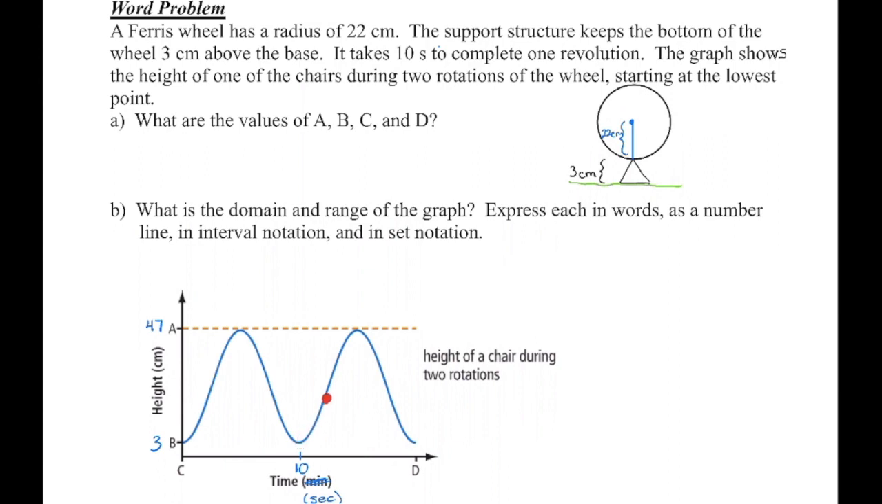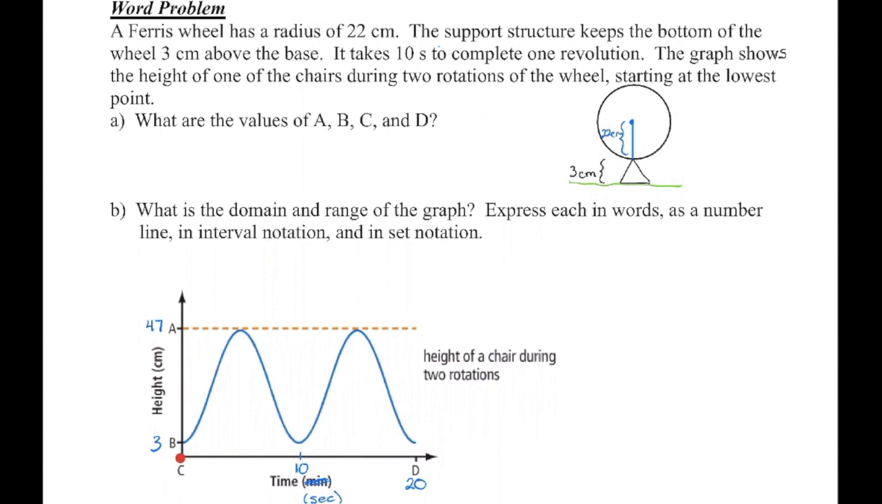So then I'm going to go up to the highest point, and I'm going to come down again. This is going to take me another 10 seconds to complete that rotation. So I know that this is going to be 20 seconds later. So when we're looking at the values of A, B, C, and D, we've already identified that A is going to be 47, B is going to be 3, and D is going to be 20. I want to do that even before I know what the question's asking.